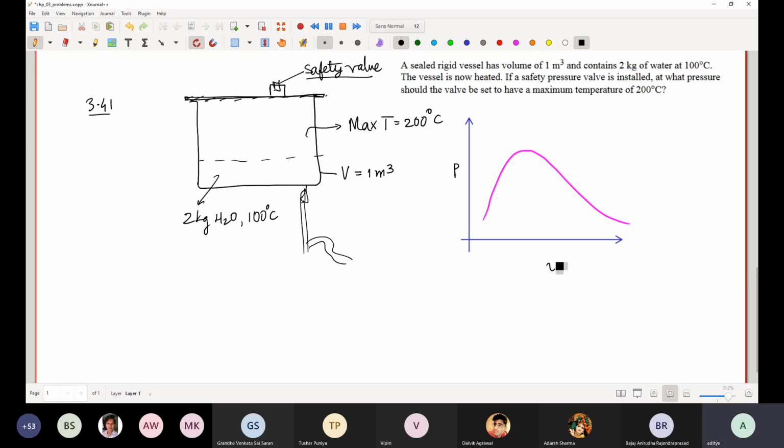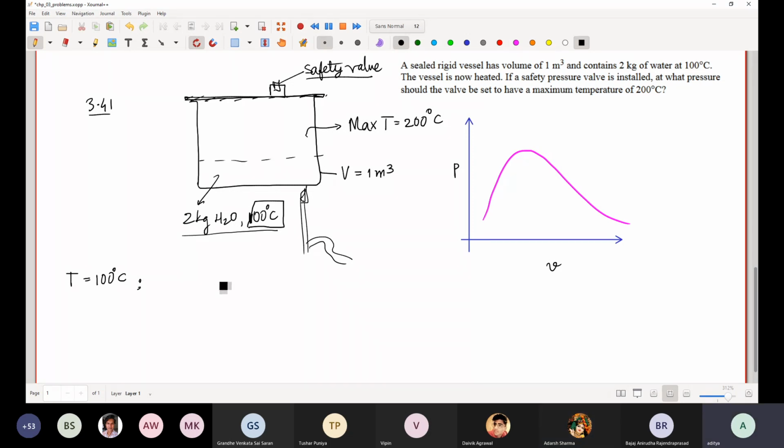Let's do it on a PV diagram. Let's draw the initial condition. What is the initial condition? The initial condition is T equal to 100 degrees Celsius. It's been given that water is at 100 degrees Celsius. What is the other property with which I can ascertain what the state of water is? Not necessary. The specific volume.